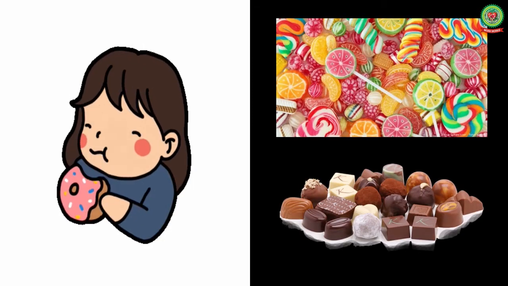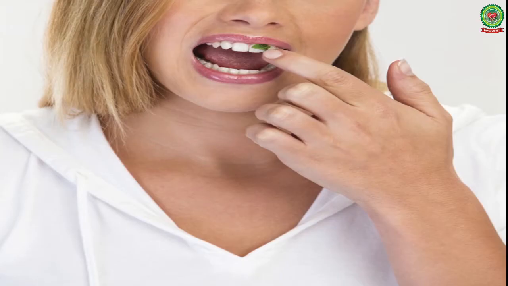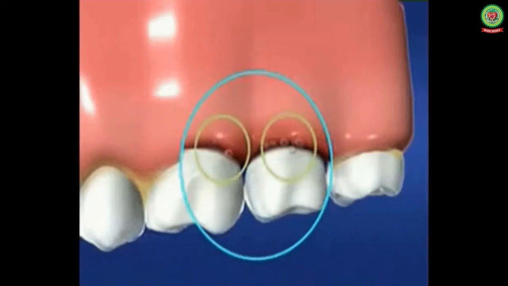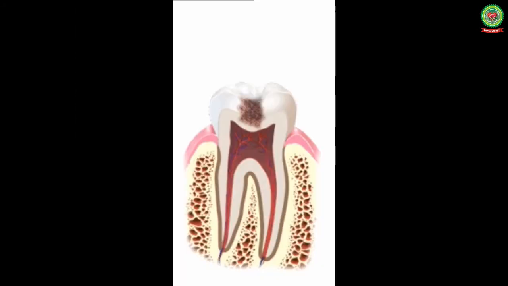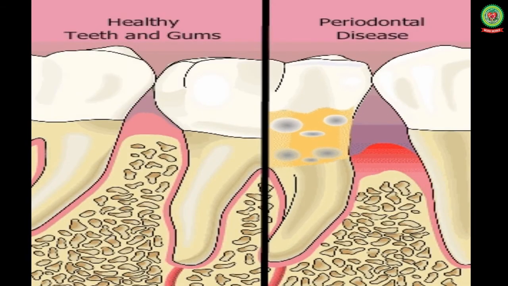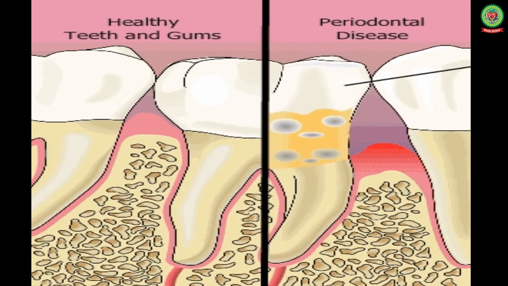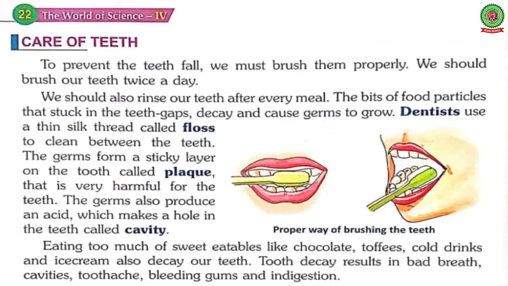So students, when we consume large amount of sweets, chocolates, these food items remain stuck in the gaps of our teeth. And when they remain stuck in the gaps, the germs that destroy the teeth keep on growing and finally this results in tooth decay. And when it occurs, the teeth finally fall off. Now come to the next topic, that is care of teeth. To prevent the teeth fall, we must brush them properly.